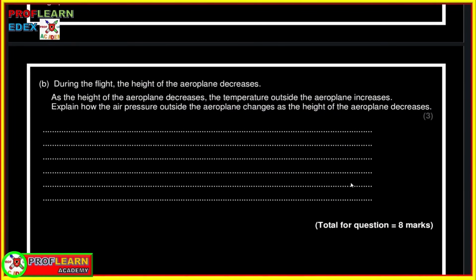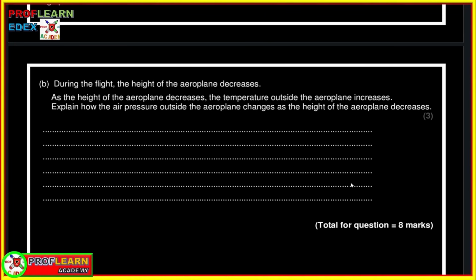In this case here, we are told during the flight, the height of the aeroplane decreases. As the height of the aeroplane decreases, the temperature outside the aeroplane increases. Now, explain how air pressure outside the airplane changes as the height of the airplane decreases.